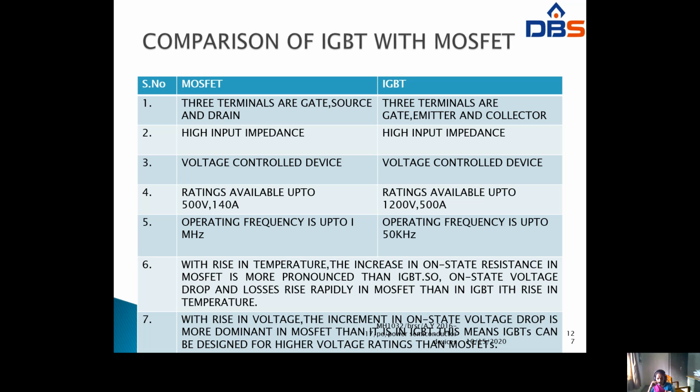Okay, so in MOSFET we have three terminals: gate, drain, source. Same in IGBT, we have three terminals: gate, emitter, and collector. Okay, MOSFET has high input impedance, IGBT also has high input impedance, and MOSFET is a voltage controlled device, the same as IGBT. But the ratings of MOSFET are 500 volts and 140 amps, while IGBT ratings are 1200 volts to 1500 amps. The operating frequency in MOSFET is 1 megahertz, but the operating frequency in IGBT is 50 kilohertz.